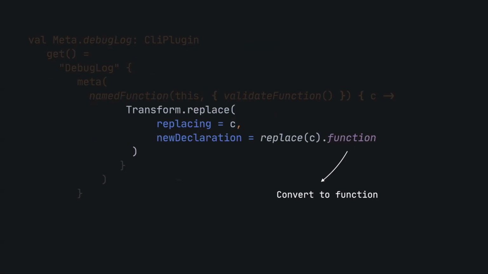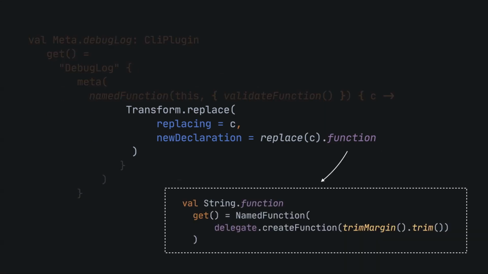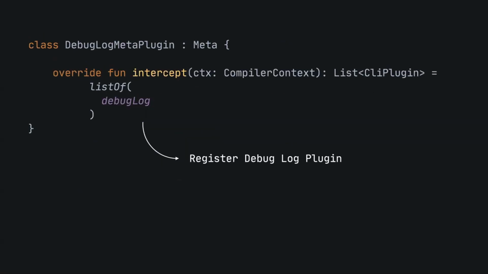To apply this, I'm going to convert that string into an object, and function is an extension that allows me to do this. What this does is convert it into a named function object, and that will be my new declaration. So this is what my compiler plugin looks like. The next step, just like with our Hello World plugin, is that we need to register it.